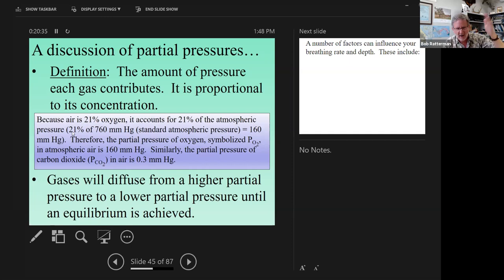So we would refer to the partial pressure of oxygen in the air we breathe as 160 millimeters of mercury. We denote that partial pressure with a capital P and a subscript O2. So that literally means partial pressure of oxygen. We could write the partial pressure of CO2 by putting a P and then a subscript CO2. Okay, so everybody kind of get what those abbreviations refer to.